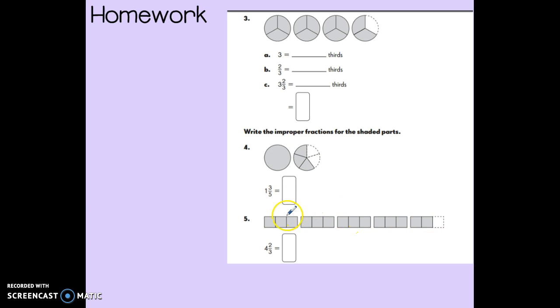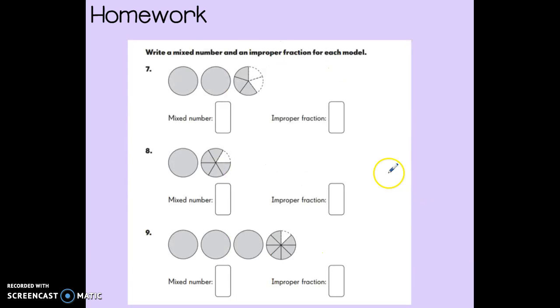This one's broken into thirds. Count all the gray. How many are there? Out of how many boxes? Rewrite that again as an improper fraction. And on this page, you're writing it as a mixed number and an improper fraction. So let's do the first one together.